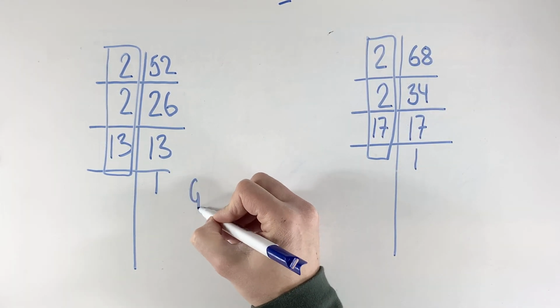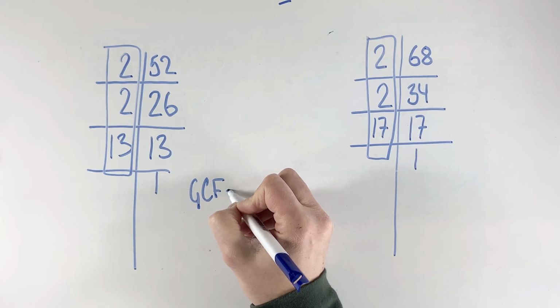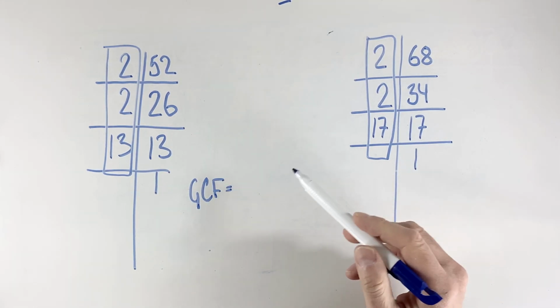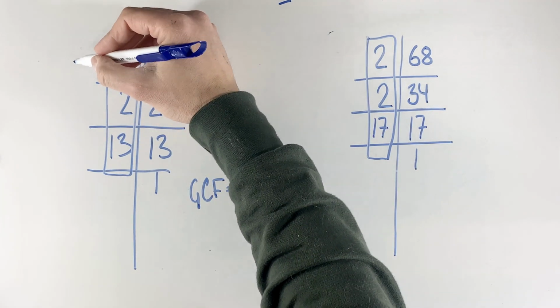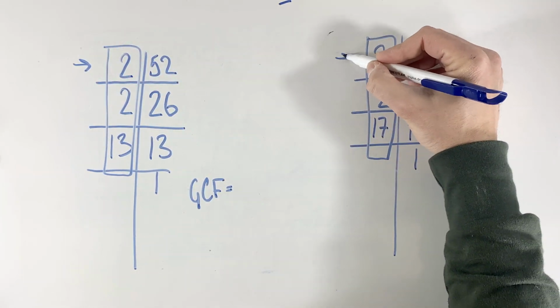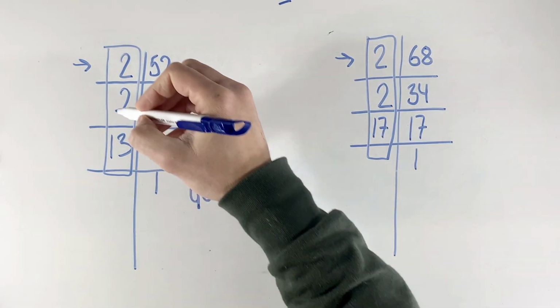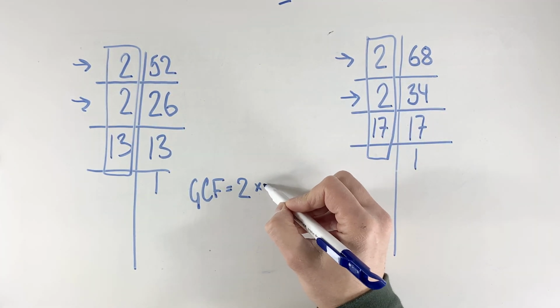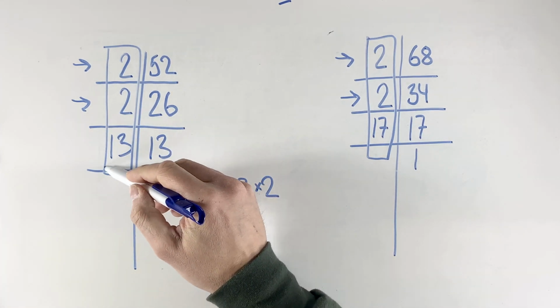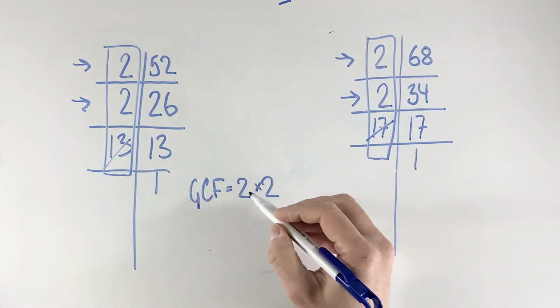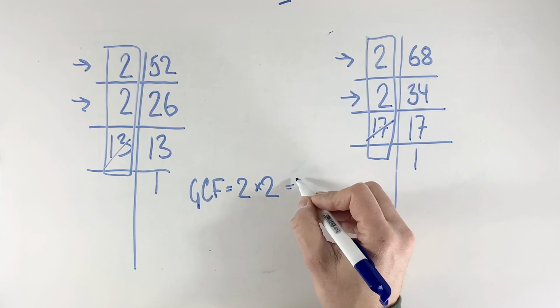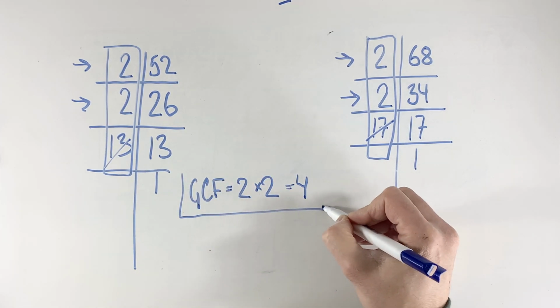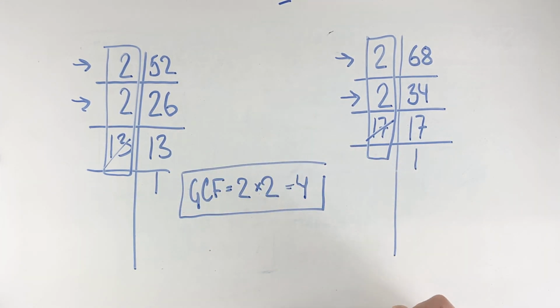So this means that our greatest common factor will be a product of the numbers that they have in common. So they have a 2 in common. There's a second 2 that's in common, times 2. And then the 13 is not in common and the 17 is not in common. So it's just simply going to be 2 times 2 is 4. So the greatest common factor of 52 and 68 is 4.